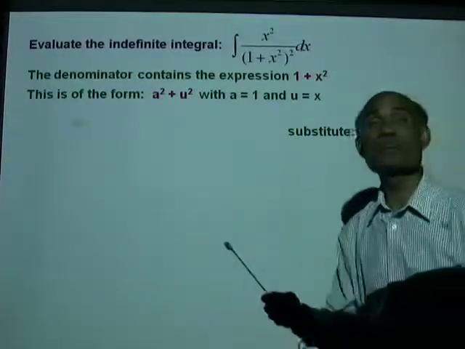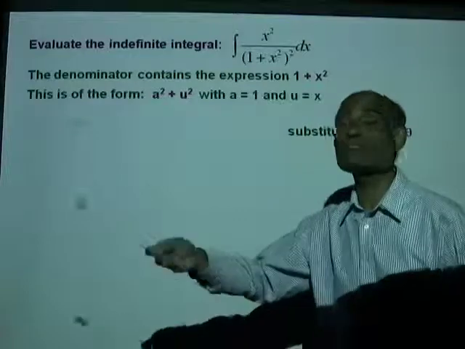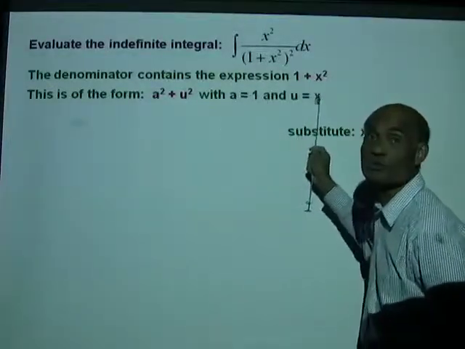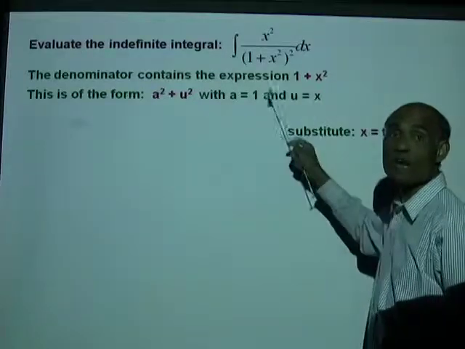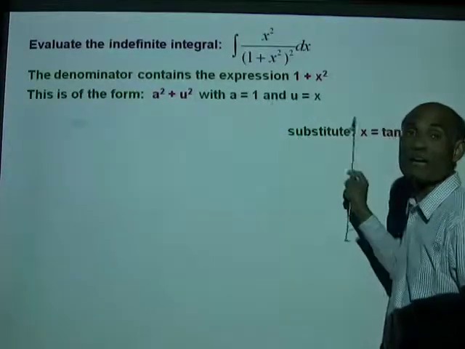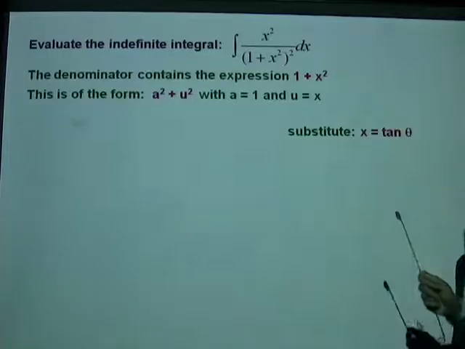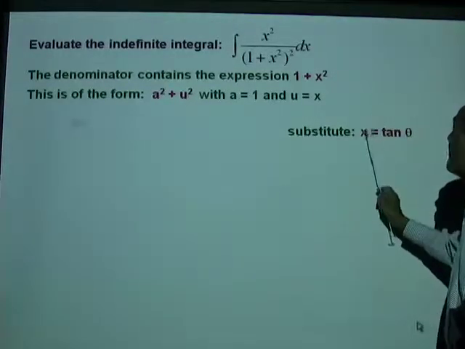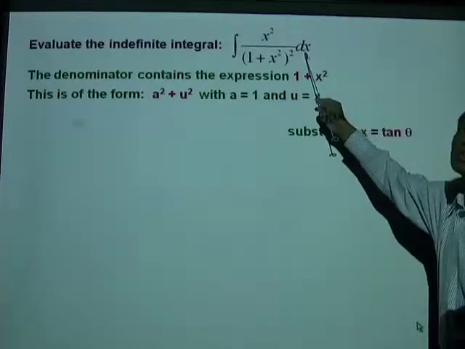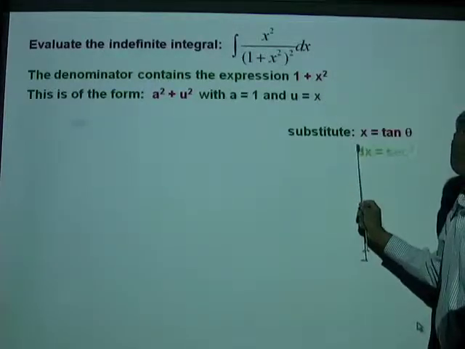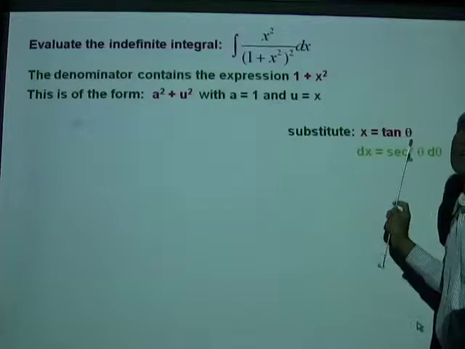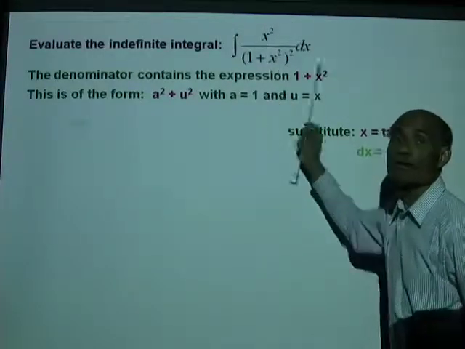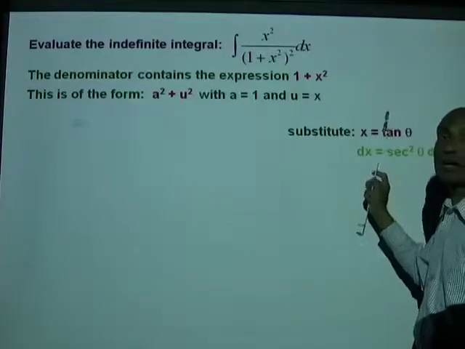Is u equal to a tan theta? u equal to a tan theta, u equal to x. So x equal to a tan theta, a is 1. So our substitution is x equal to tan theta. If x equal to tan theta, what is dx? We get dx equal to secant squared theta d theta. And what is x squared? X squared is tan squared theta.